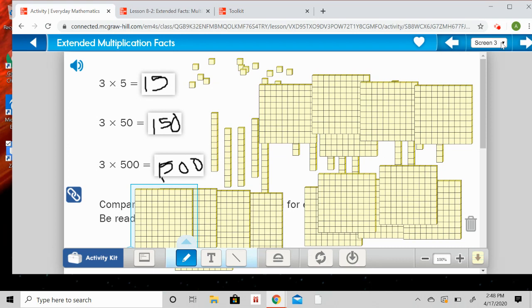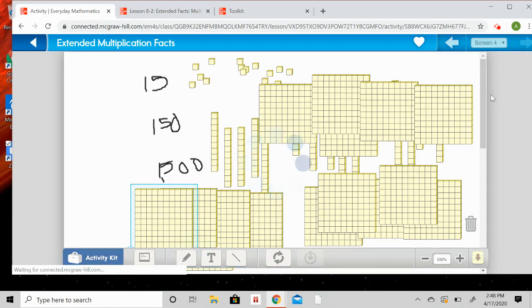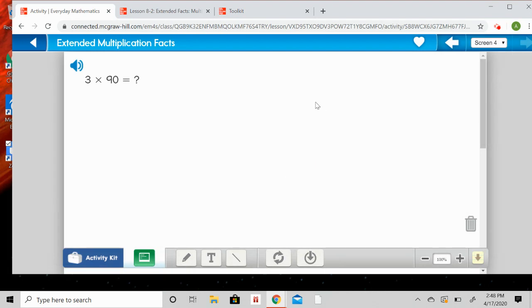We're going to go up to the top to screen 4. 3 times 90. You can use your base 10 blocks to solve 3 times 90, or you can use a basic fact to help you solve 3 times 90. Think about what basic fact would help you solve 3 times 90. 3 times 9. Excellent. 3 times 9 equals 27.